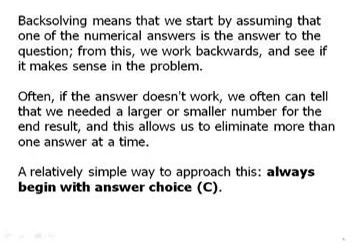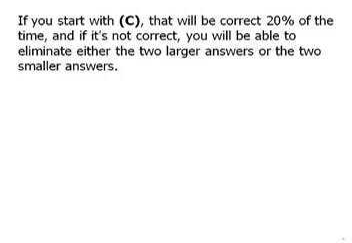A relatively simple way to approach this is always begin with answer choice C. So this is the most straightforward backsolving strategy. If you start with C, that will be correct 20% of the time, and if it's not correct, you will be able to eliminate either the two larger answers or the two smaller answers. So just in one trial, even if you don't get the right answer, you can usually eliminate 3 answers at once. And then all you have to do is test one of the remaining 2.